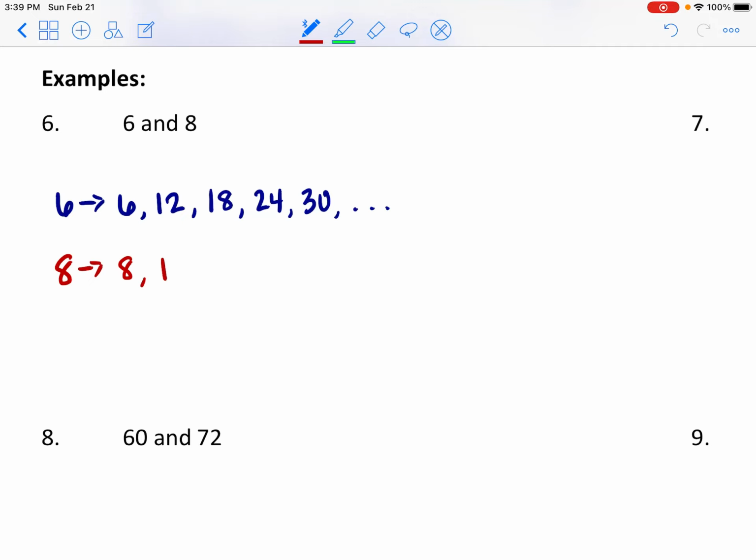8 times 2 is 16. 8 times 3 is 24. 8 times 4 is 32, and again, this list will go on forever, but the purpose of making this list is to find the smallest multiple they have in common.